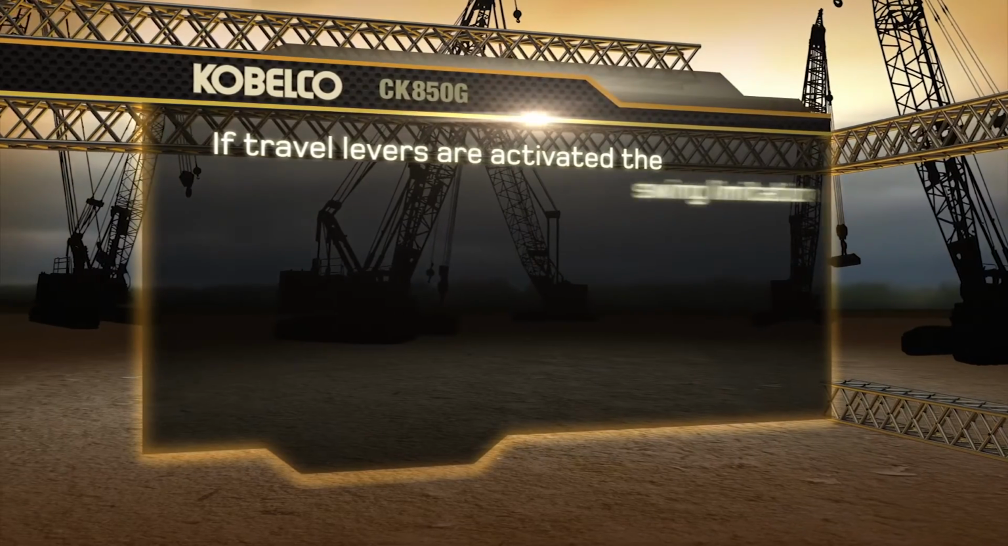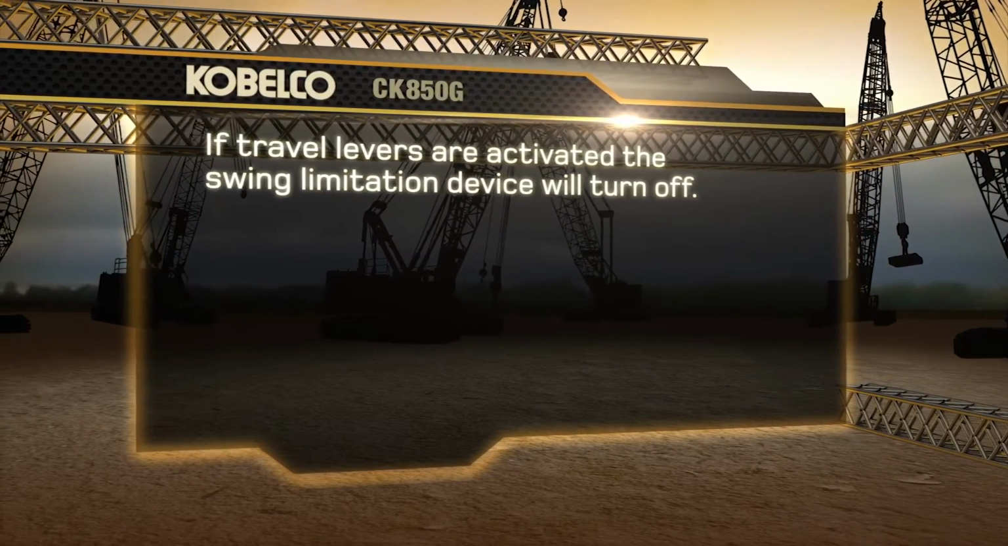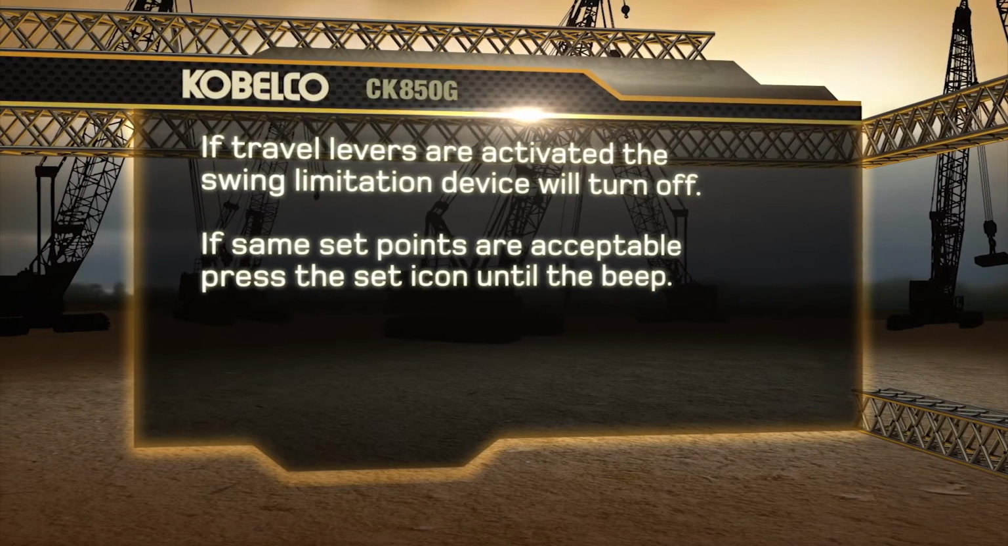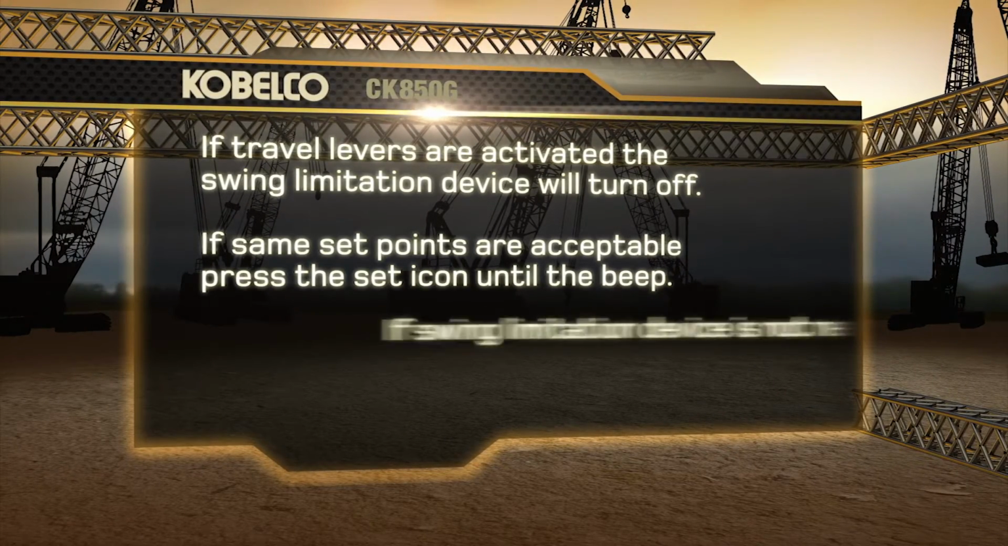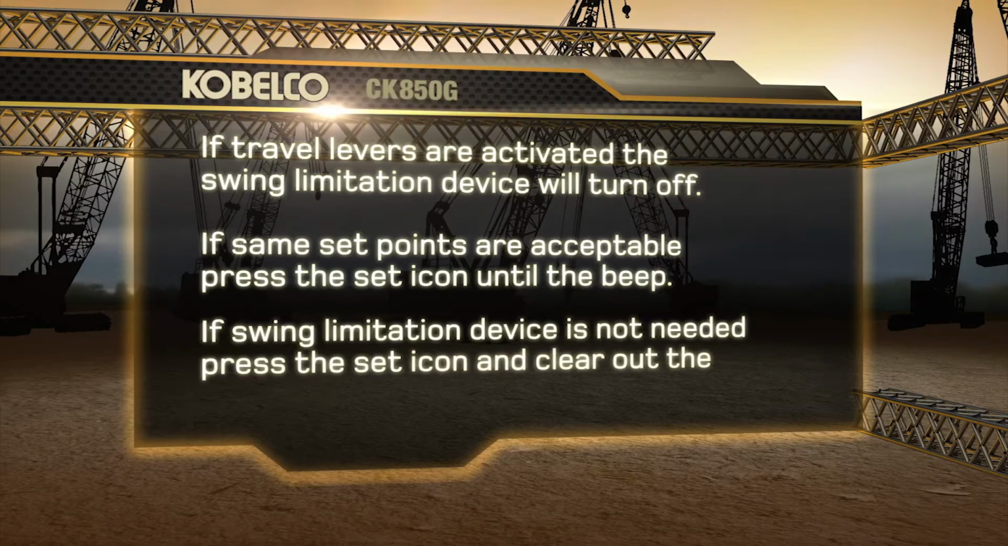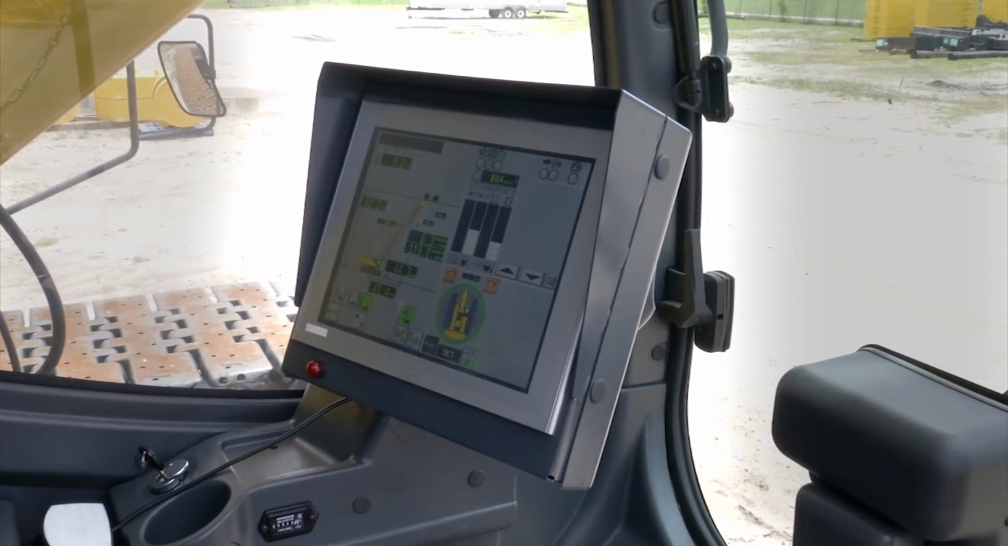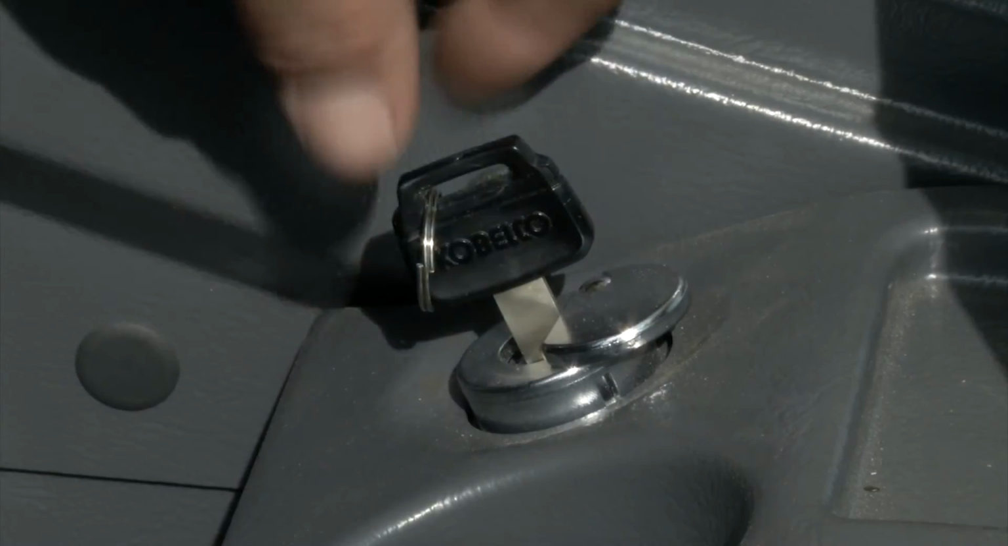If the machine's travel levers are activated, the swing limitation device will turn off. If the same set points are acceptable, press the set icon until the beep. If the swing limitation device is not needed, press the set icon and clear out the set points by holding the reset icon. Now we'll demonstrate the load safety device during startup.